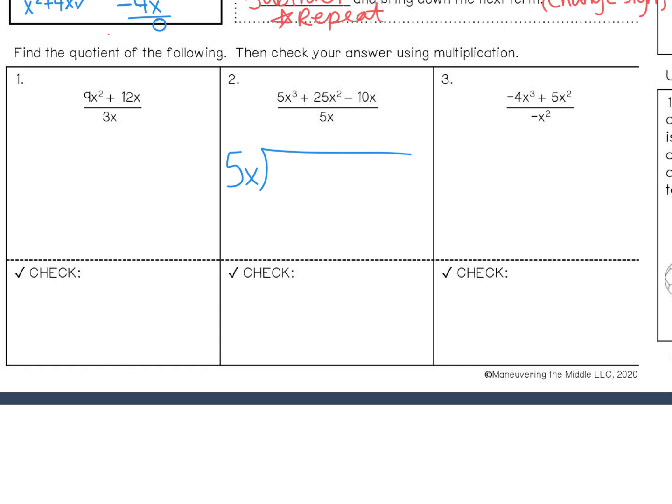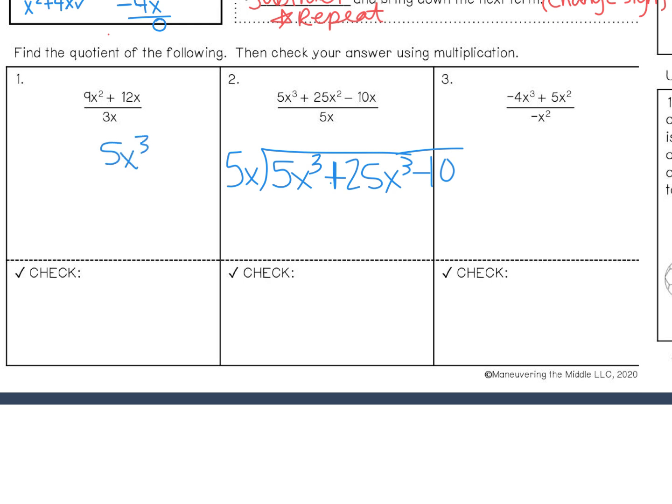The denominator goes outside, and the numerator is going to go inside. So when you do this, you need to really focus on how many are going to go into. So we have 5x times something equals this 5x to the third. Well, we've got the same numbers. Technically, we are dividing like we did in the last unit.